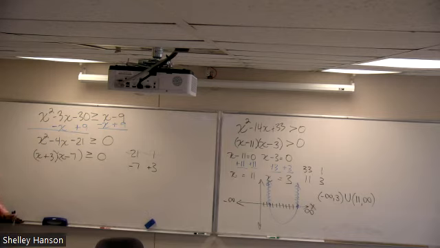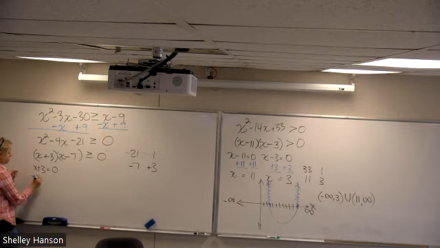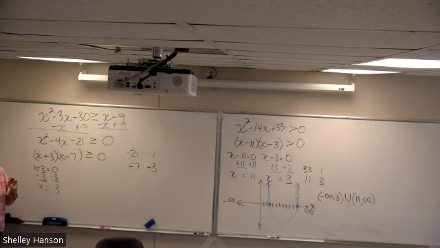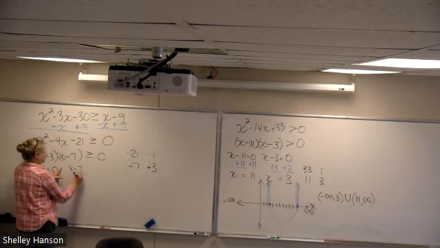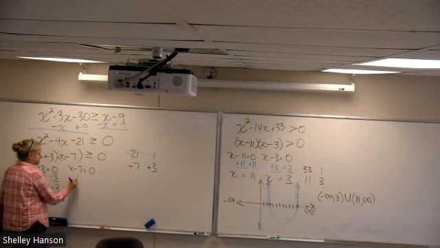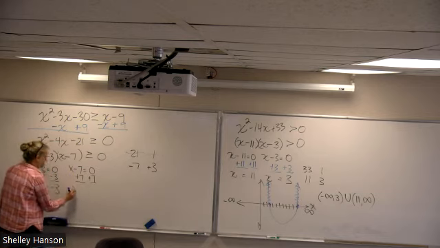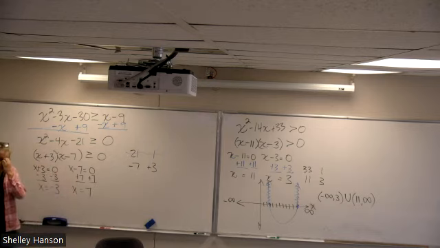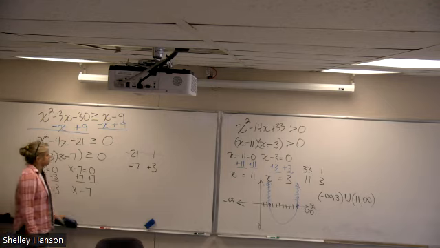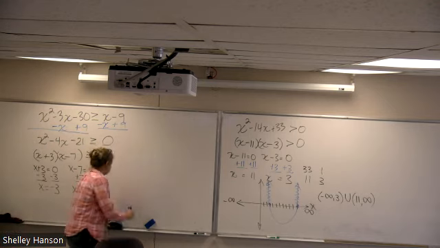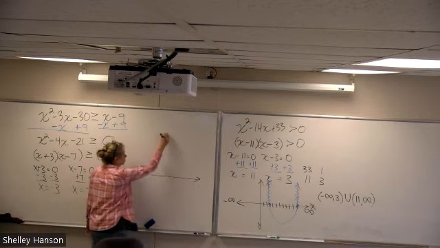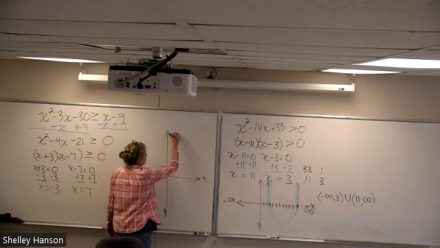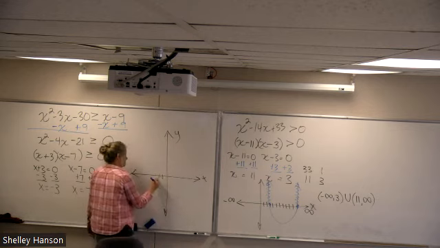And then find your x-intercepts. So what's this one going to end up being? If it's x plus 3, and I set it equal to 0, and subtract the 3 from both sides, I get negative 3. And then do the same thing with the x minus 7 factor. Here, I will add 7s. So here's my two x-intercepts. Negative 3 and positive 7.